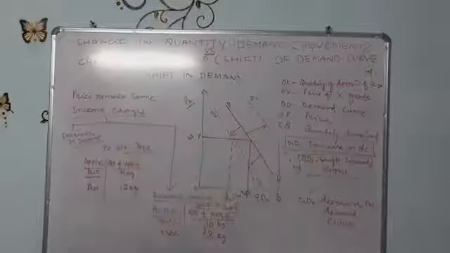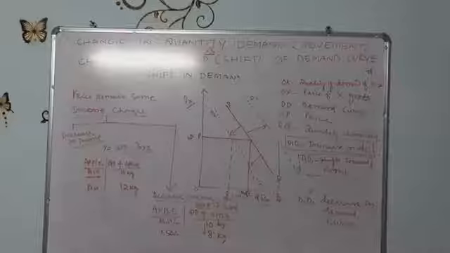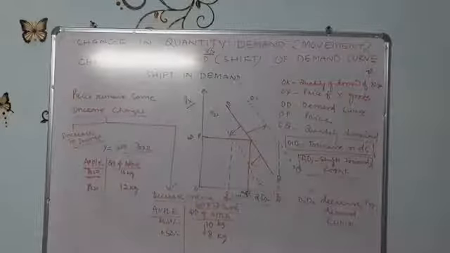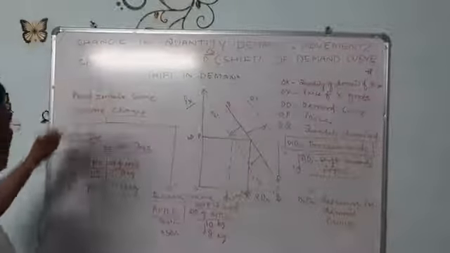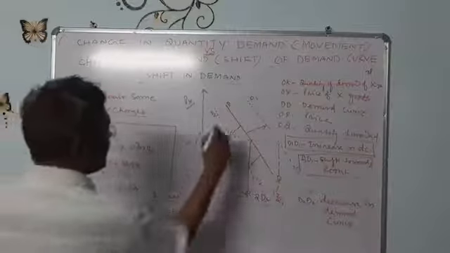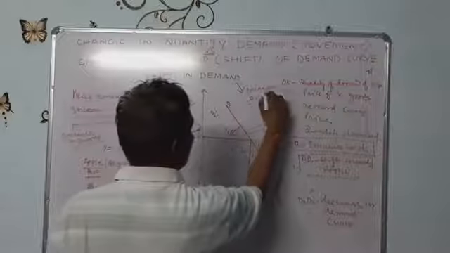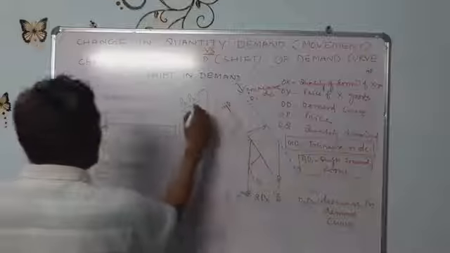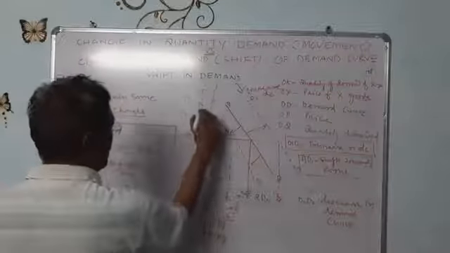Due to a decrease in income, at the same price the demand decreases, and that is called a decrease in demand curve. It means change in demand, or shift in demand, is divided into two parts. One is increase in demand, called the increase in demand curve, and this is called the decrease in demand curve.